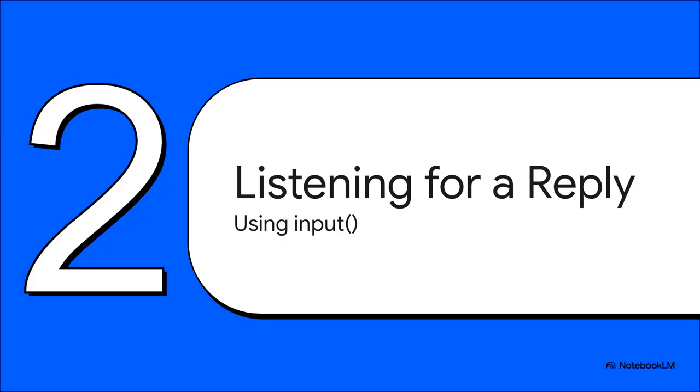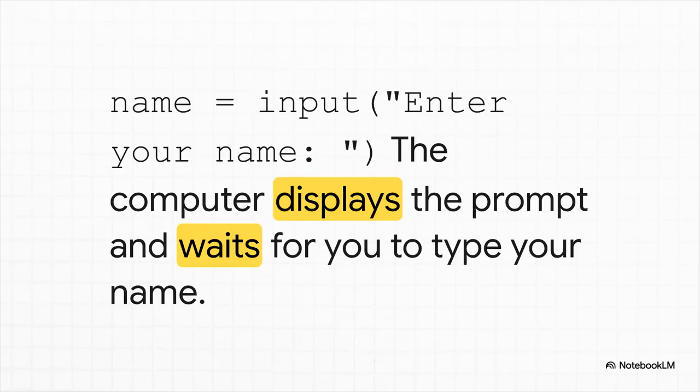Okay, so the computer has had its say. Now it's our turn to talk. How do we get the computer to just pause for a second and listen to what we have to say? For that, we use another key function, input. This is basically the computer's ear. So when Python gets to a line like this one, it first displays that prompt you see inside the quotes, enter your name, and then it just stops. It patiently waits for you to type something and hit the enter key. And whatever you typed, it gets neatly stored away in that name variable.